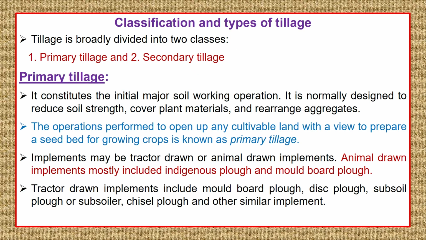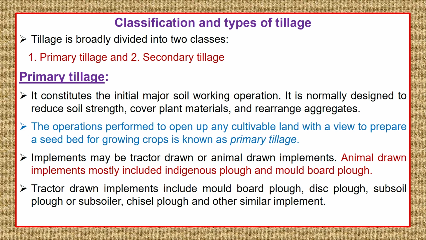Tillage is broadly classified into 2 classes: primary tillage and secondary tillage. These 2 types are mainly based on the depth of plowing. On the basis of the depth of plowing, tillage may be primary tillage or secondary tillage. Primary tillage is the type of tillage performed initially in order to open up the soil at the early stage. It is normally designed to reduce soil strength, to reduce the strength of the soil plant cover, and also to rearrange the soil aggregates. So these are the purposes for which primary tillage is performed.